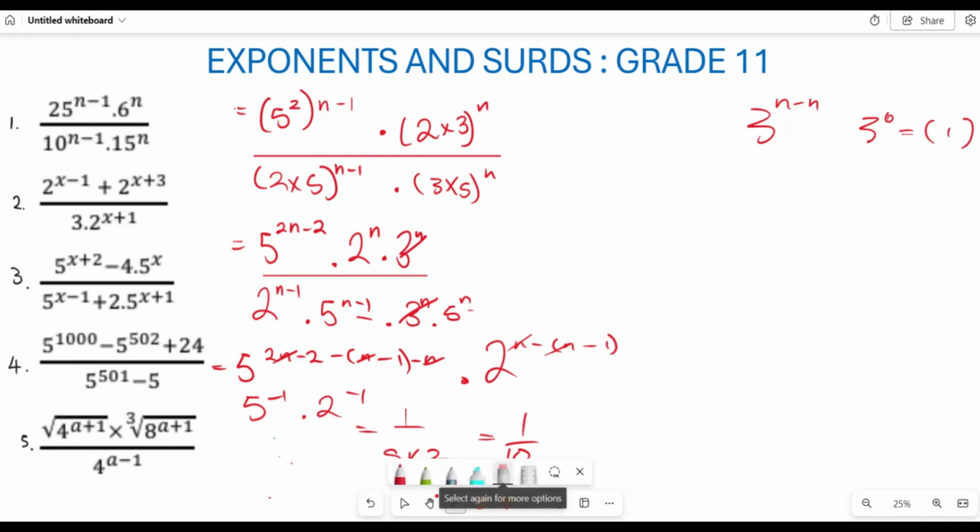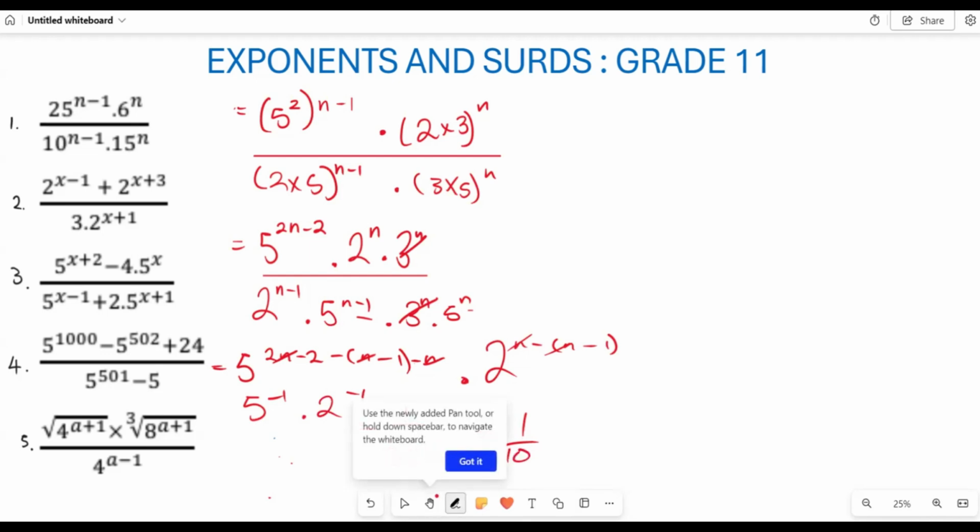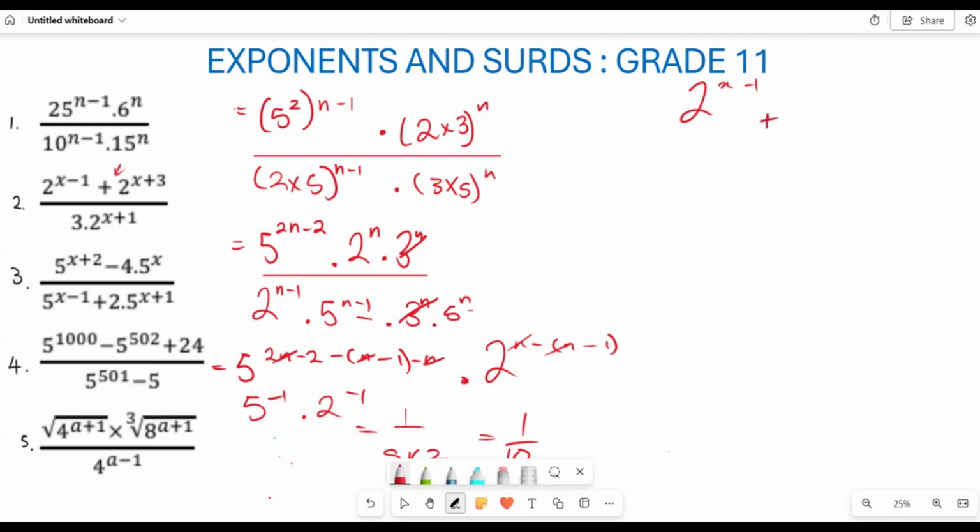Now, let's look at what you are going to do from here. Now let's look at the next question. From the next question, what is it then that you're given here? Now you are given 2 to the power of x. Look at this one. Now this is a fraction. So here you are having a positive, which means this is going to be same as 2 to the power of x minus 1, plus 2 to the power of x plus 3.